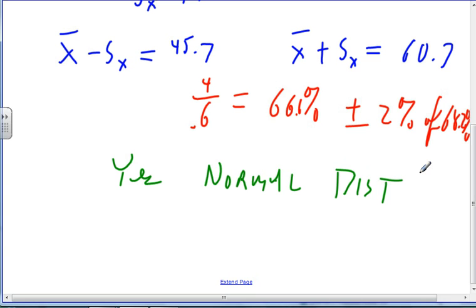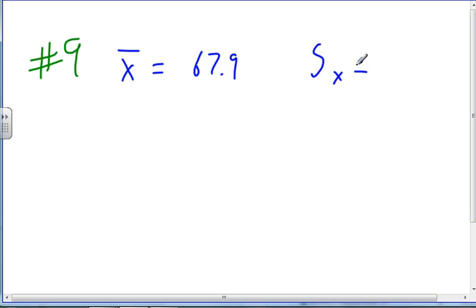We'll do number 8. We'll do number 9. Number 9. Okay, so we have a data set. We're given the mean, 67.9, and we're given the sample deviation, 1.39. Alright, so x bar minus 1 standard deviation, 66.5.